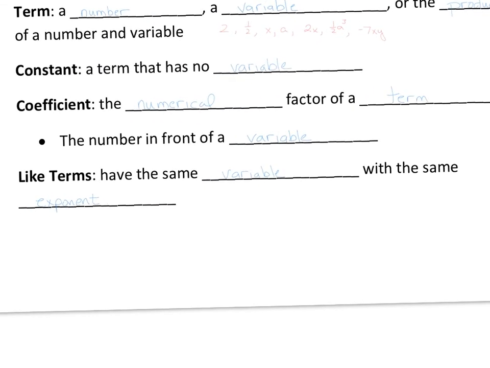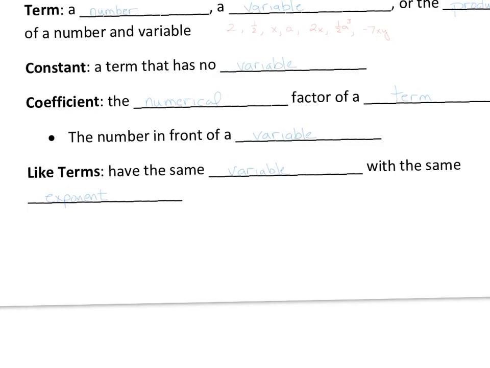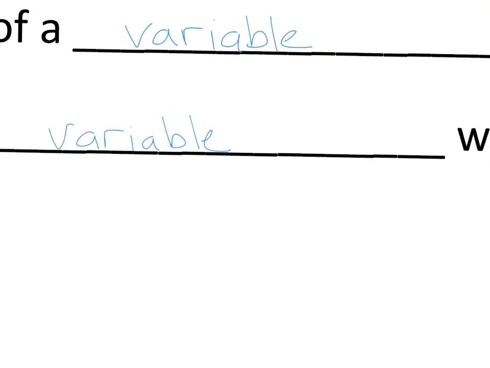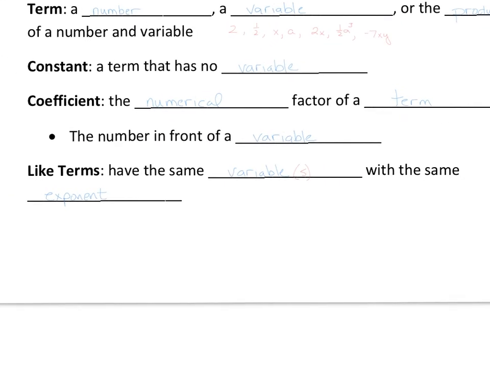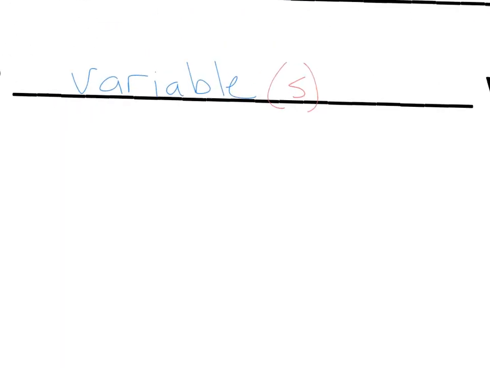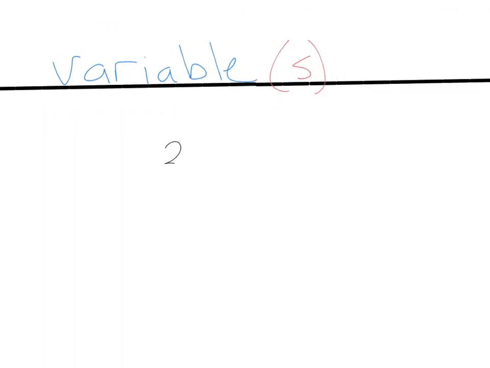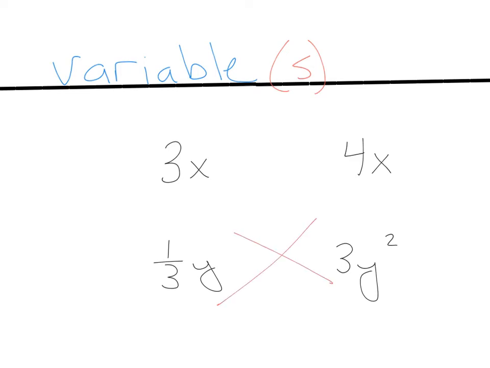And then we have what's called like terms, which need to have the same variable, and in reality it could be variables. It doesn't have to be one, so it could be more than one. So it can have the same variable or variables with the same exponent, okay? So if I have something like 3x, a like term would be 4x. Now, if I have 1/3 y and then 3y squared, those will not work because you have different exponents. There's technically a 1 there, but there's nothing there for right now, and there's a 2 there.